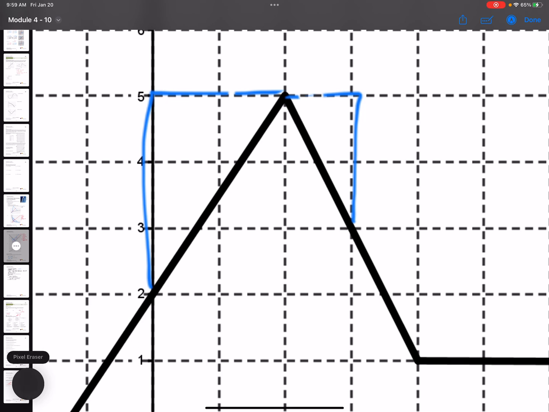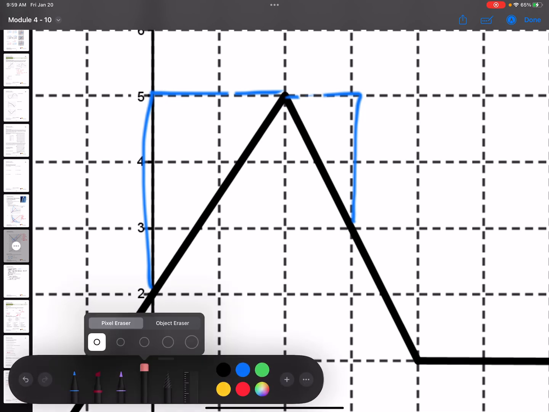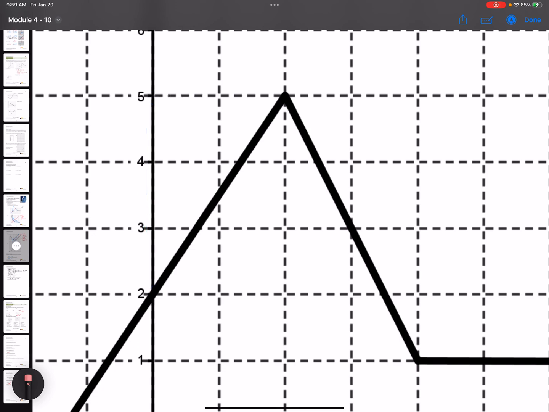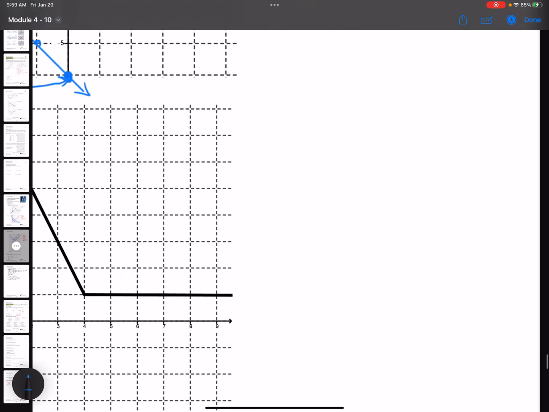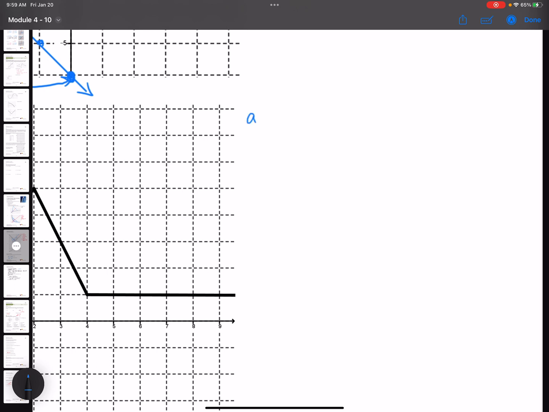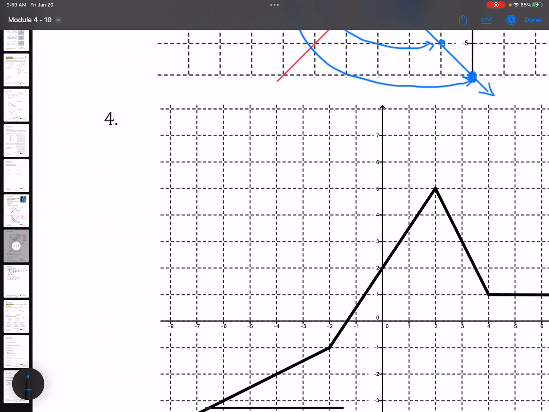Ew. Disgusting. That is too many. It's not. It's going to be awesome.